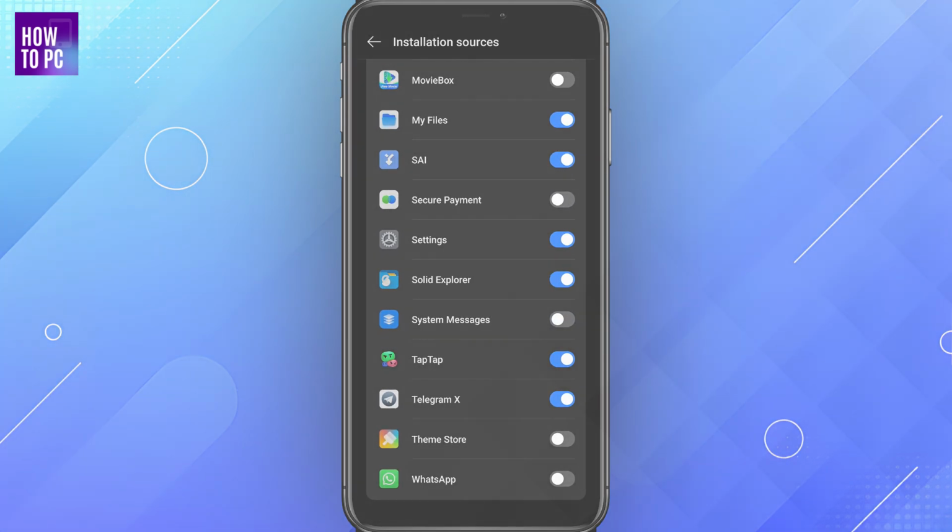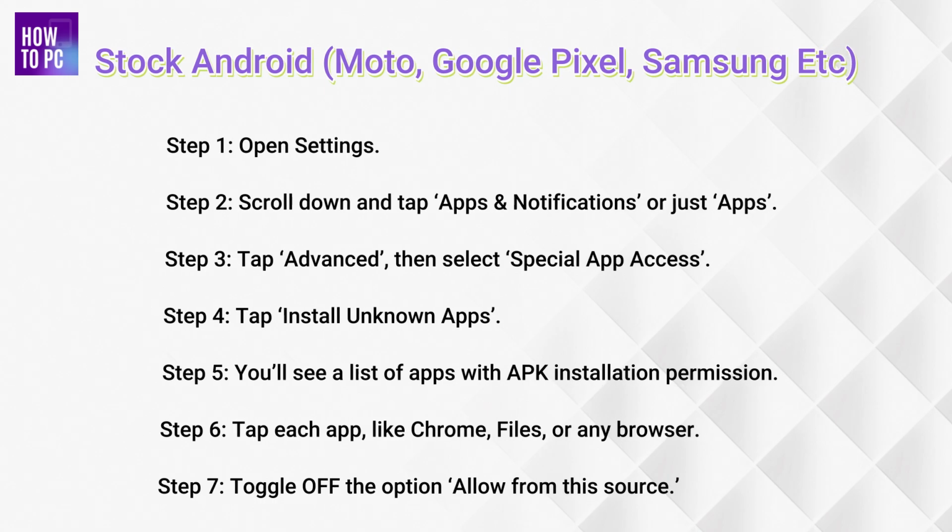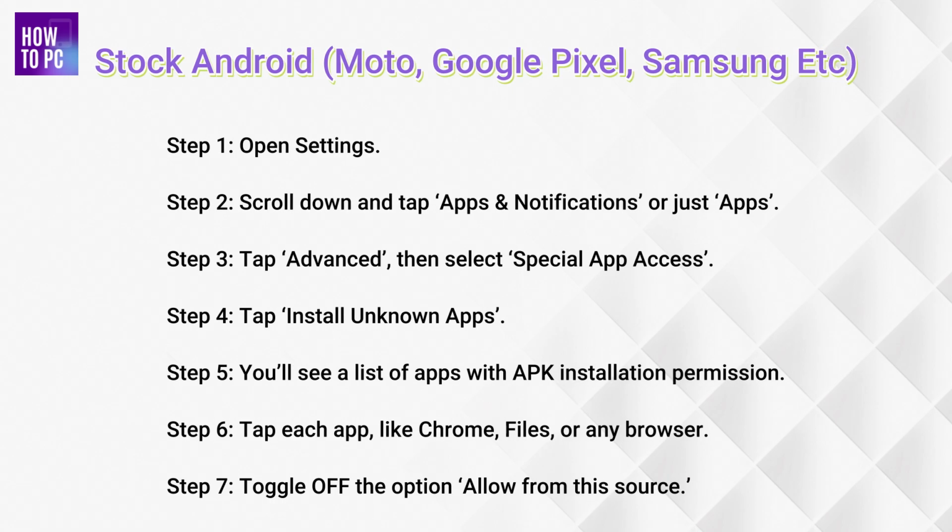If you're using stock Android or a phone like Samsung, Google Pixel, or OnePlus, follow these steps. Open Settings. Scroll down and tap Apps and Notifications or just Apps. Tap Advanced, then select Special App Access. Tap Install Unknown Apps. You'll see a list of apps with APK installation permission.